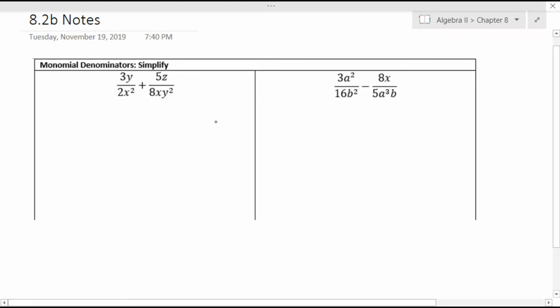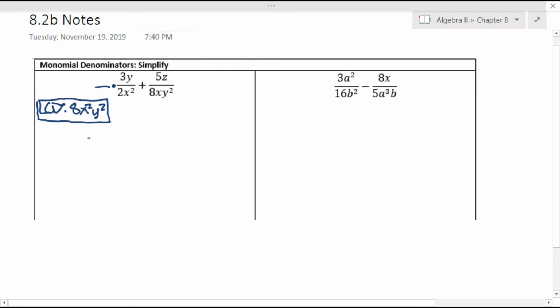First find the LCD. So the LCD of this one, what's the smallest number that 8 and 2 both multiply to? It's 8. And how many x's am I going to need? I'm going to need an x squared and a y squared. So I want both of my denominators to look like that. This is something that's important. When I'm looking at this 2x squared, what do I have to multiply 2x squared by to get to 8x squared y squared?